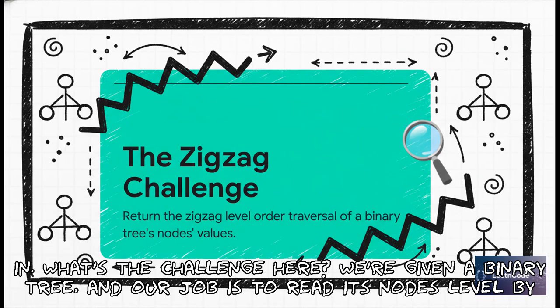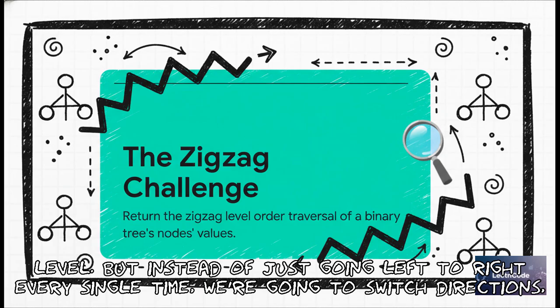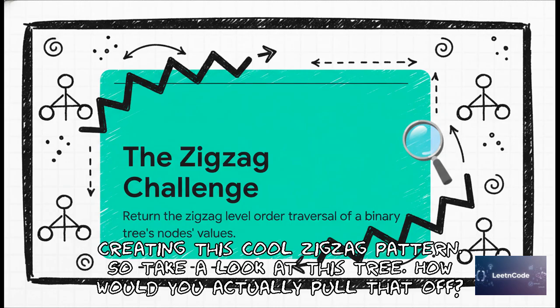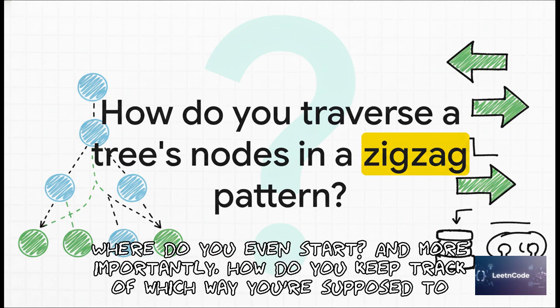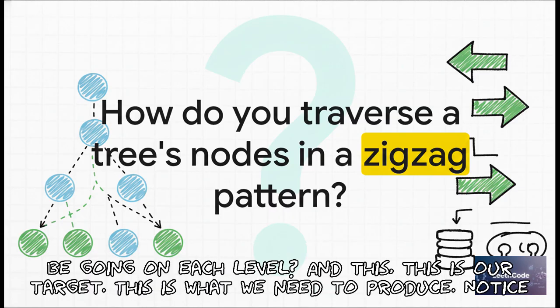What's the challenge here? We're given a binary tree, and our job is to read its nodes level by level. But instead of just going left to right every single time, we're going to switch directions, creating this cool zigzag pattern. So, take a look at this tree. How would you actually pull that off? Where do you even start? And more importantly, how do you keep track of which way you're supposed to be going on each level?